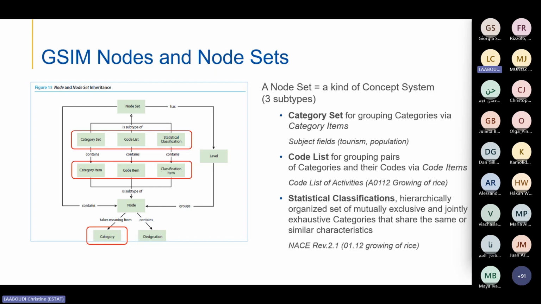And the statistical classification is organized hierarchically and is a set of mutually exclusive and jointly exhaustive category, sharing the same characteristic. So mutually exclusive category means that each element in the classification must be classified in one only category of the classification. And jointly exhaustive means there is no gaps in the coverage.